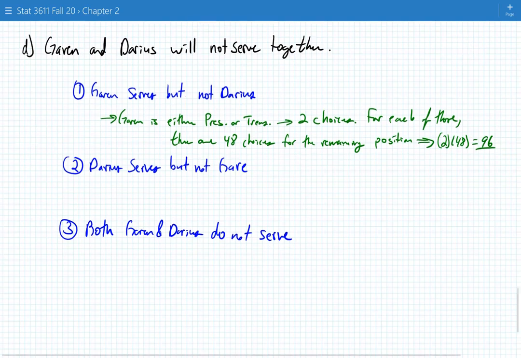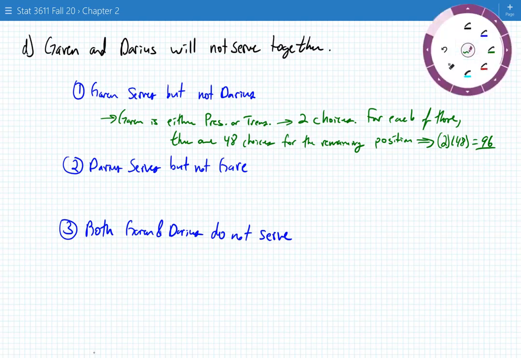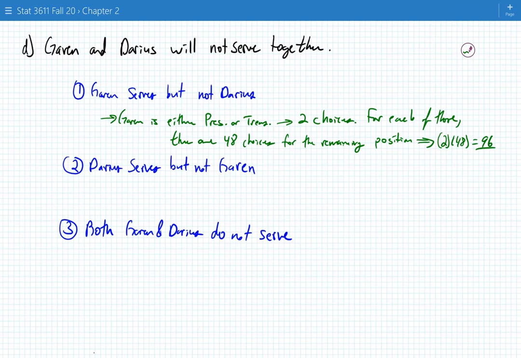Second case, Darius serves, but not Garen. Looks like I forgot the N on Garen. Oops. This is symmetric to the first case. It's just Darius versus Garen. It's going to be the exact same counting process, except you're excluding Garen. So the number of ways it can be done will be the same. 96 ways, right?